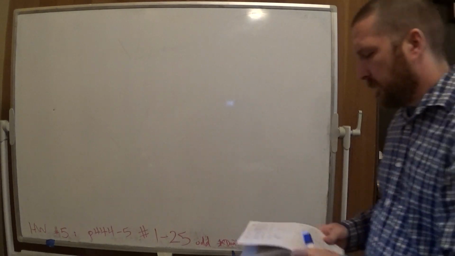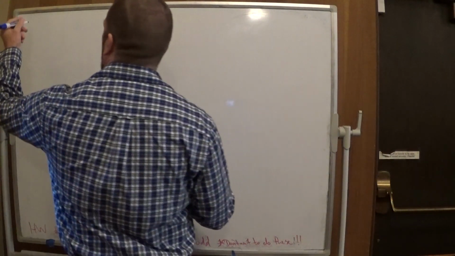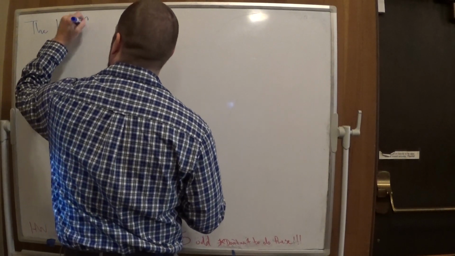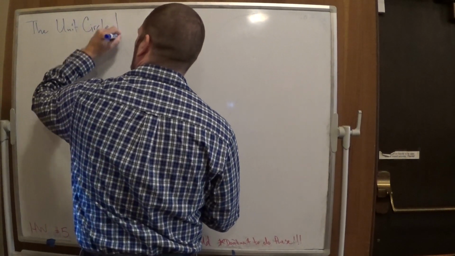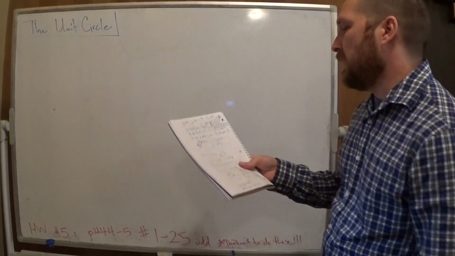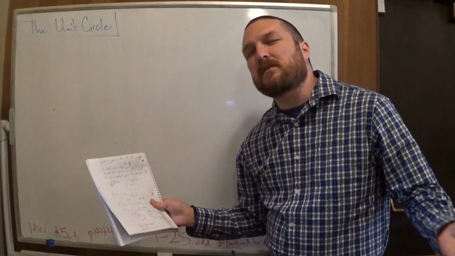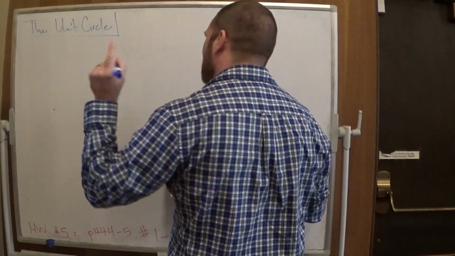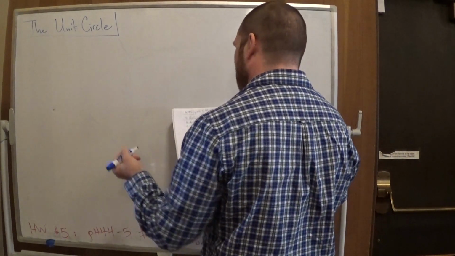So, okay, today we are going to do, again, as promised, the unit circle. Why do we call it the unit circle? It's because its radius is 1. There you go. Its radius is 1. Okay?